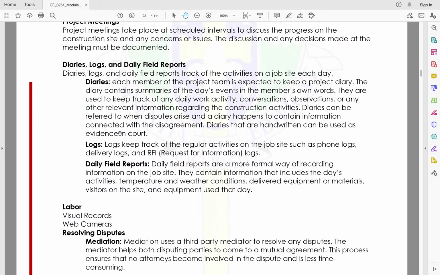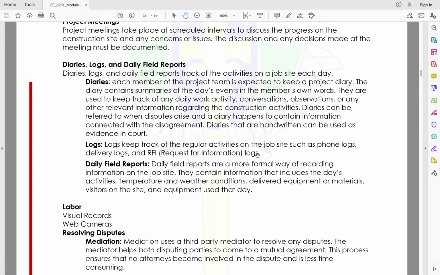Okay, so the word itself, diary. Okay, so kinikwento mo yung araw mo. Okay, next are logs. So logs keep track of the regular activities on the job site, such as phone logs, delivery logs, and RFI, so request for information logs.